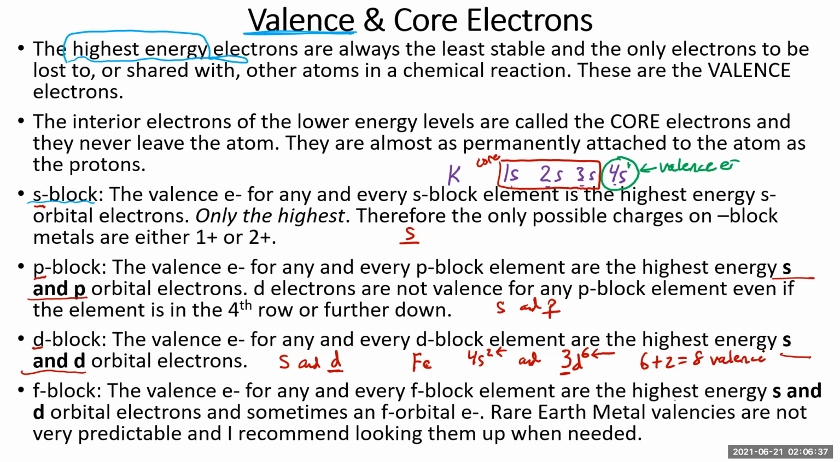So when it comes to the D block elements, part of the valence electrons are the highest energy orbitals of the previous energy level. So it's the very top of the next lowest level.